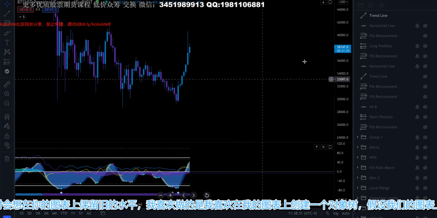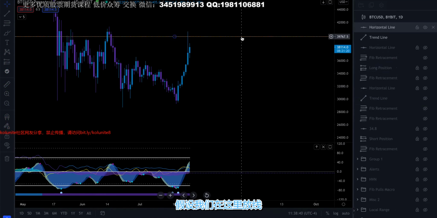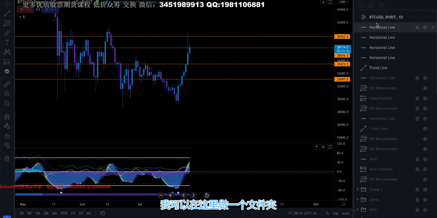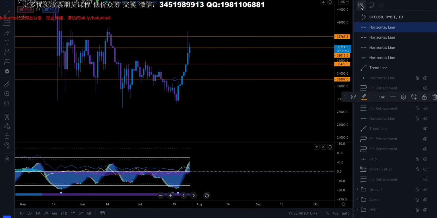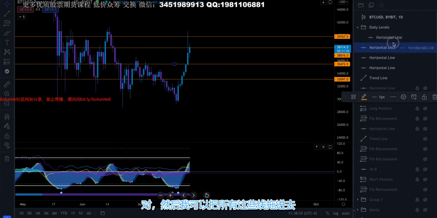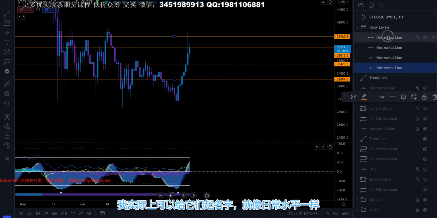What I like to do is create an object tree on my chart where, let's say we have lines on our chart. Let's say we're putting lines here, lines here. These are all daily levels. I can make a folder up here. You see, I can click this little folder button, and I could do daily levels, right? And then I can drag all these lines into my folder here, and I can actually give them names, right?